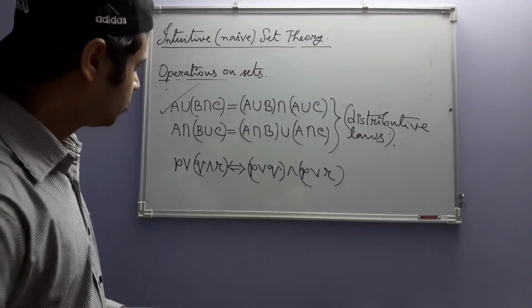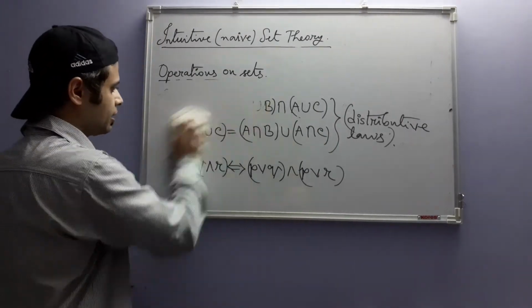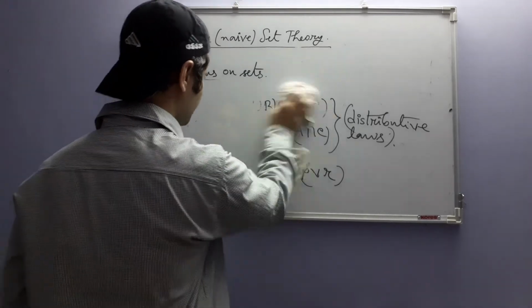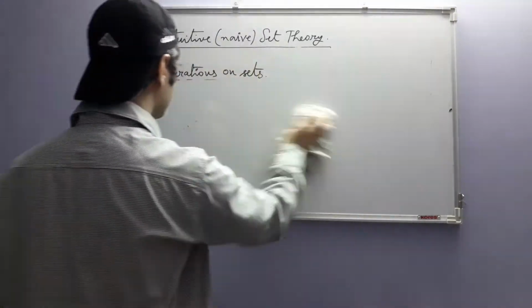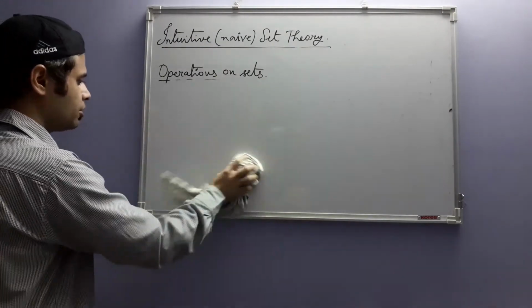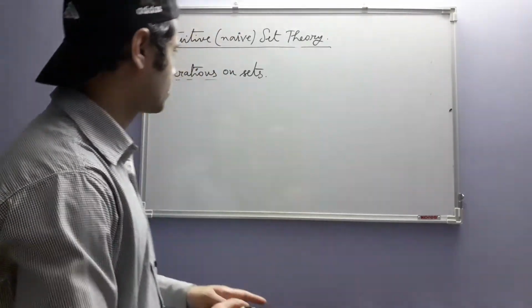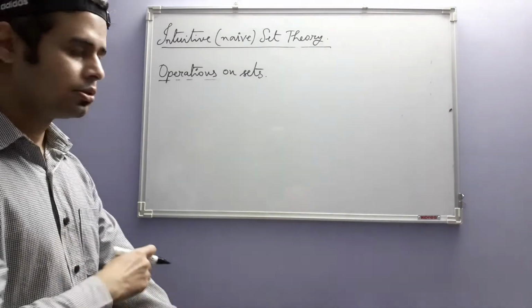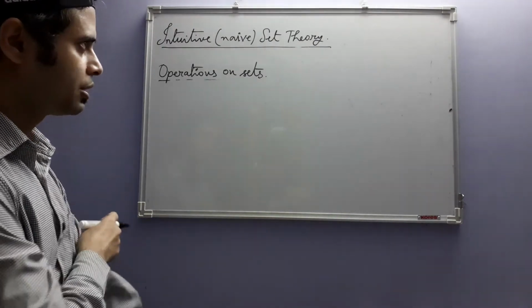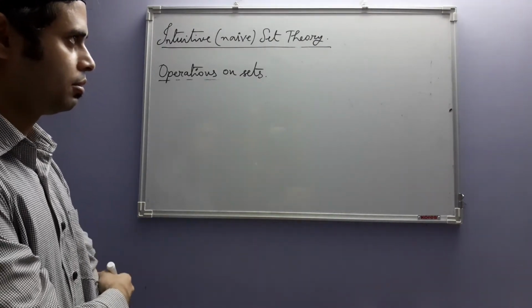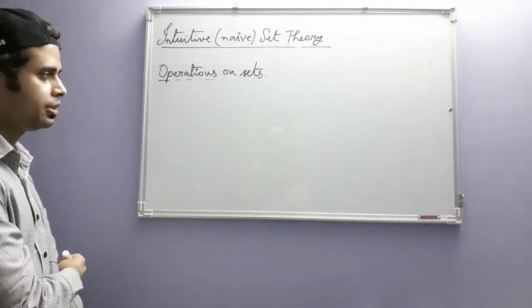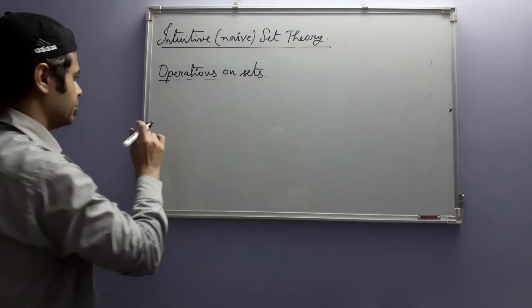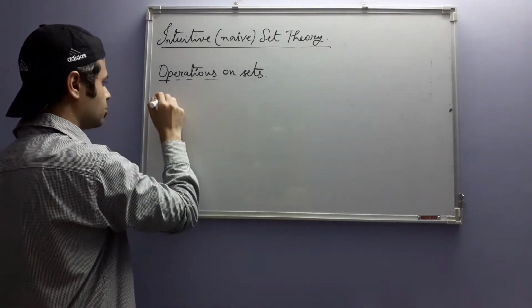Okay, so these are basically about the first three operations on sets. But there is one more, and this one is by far more familiar than the last three. Why, you will understand pretty soon.